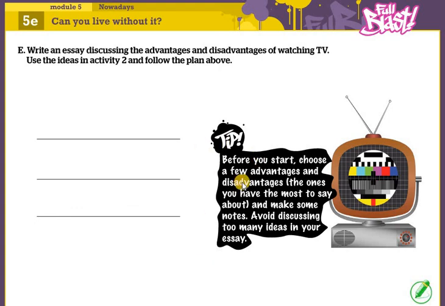We have a writing tip here. Before you start, choose a few advantages and disadvantages, the ones you have the most to say about, and make some notes. Avoid discussing too many ideas in your essay, right? So, shortly saying, try to select the ideas that you are going to talk about in the two paragraphs, then start writing.